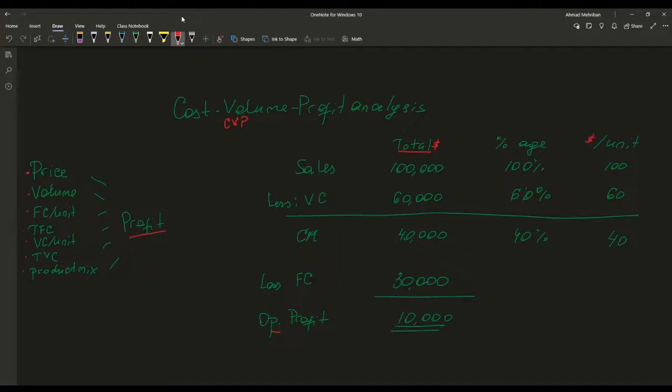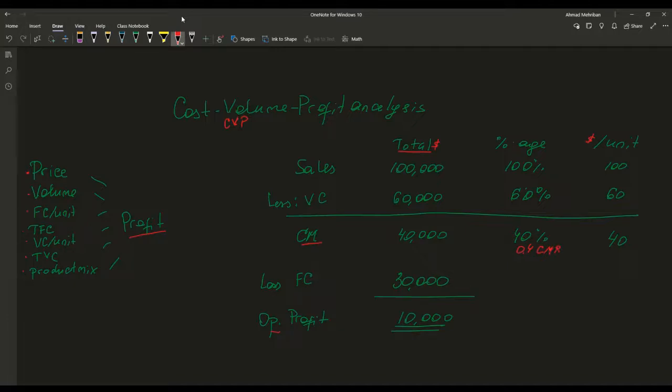Let's say that in our example, the sales equals $100,000. We deduct all variable costs. Again, I repeat, this is both product and period costs. All variable costs are deducted, and in this case it's 60,000, which equals 40,000 of contribution margin. In terms of percentage, sales is 100%, variable cost is 60% of total sales, and the contribution margin ratio is going to be 40%, or we can also represent it as 0.4 contribution margin ratio, whichever works for you.